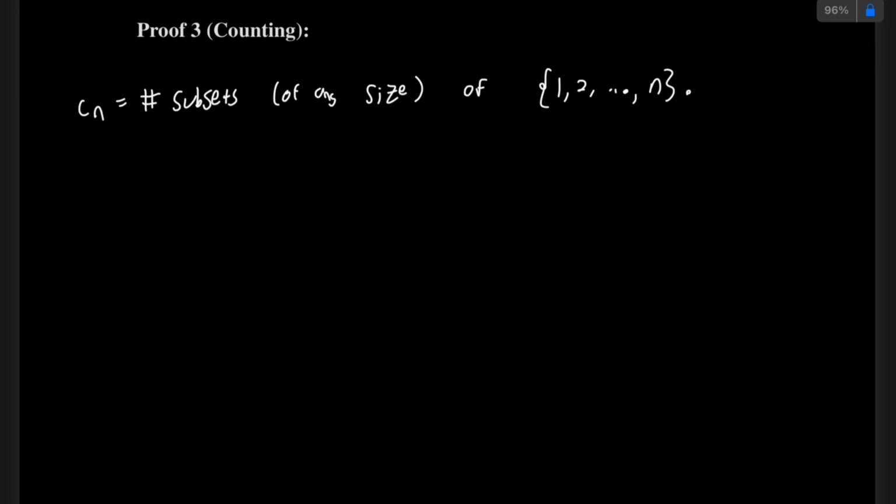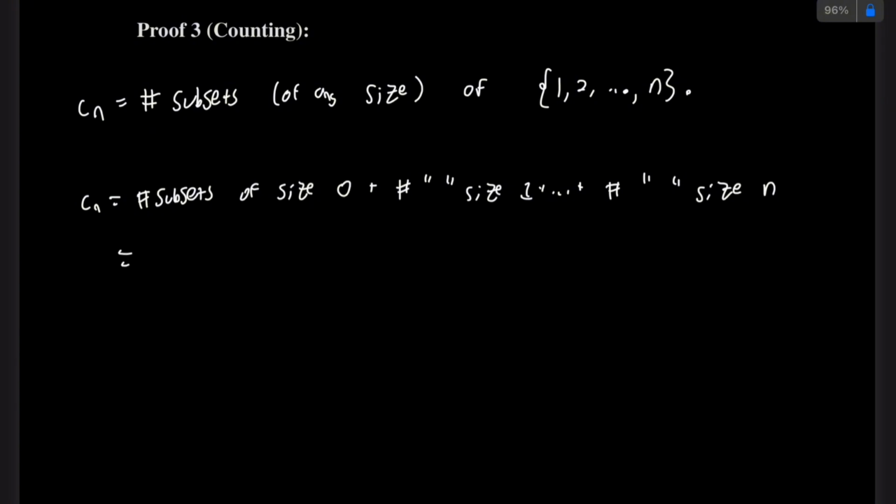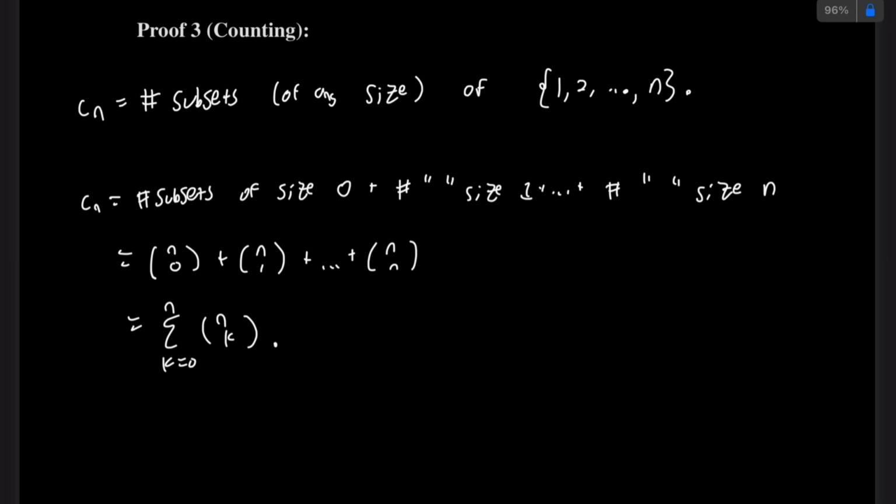Well, on the one hand, Cn is the number of subsets of size 0 plus the number of subsets of size 1, yada yada, all the way up to the number of subsets of size n. But what is the number of subsets of size 0? This is just n choose 0. The number of subsets of size 1, n choose 1, and so on, up to n choose n, right? This is the sum from k equals 0 to n of n choose k. This is one side of our equation.